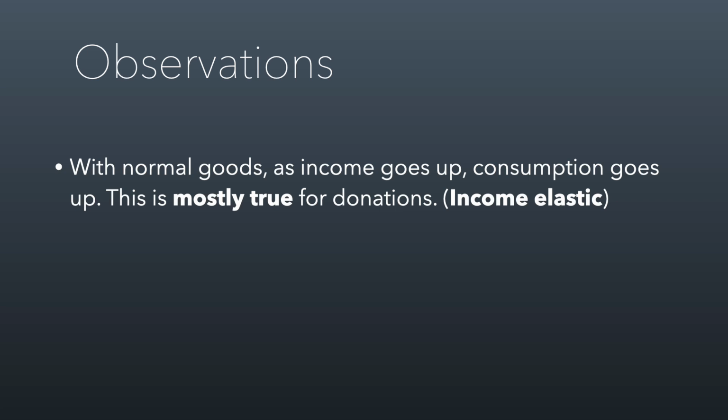So it's mostly true that as your income increases, then consumption of donations goes up. People buy more donations. And that means it's what we would call income elastic. And elasticity is this idea of how does one thing change as another thing changes? What this means here is that giving to donations is income elastic, meaning that as income changes, donations change too.